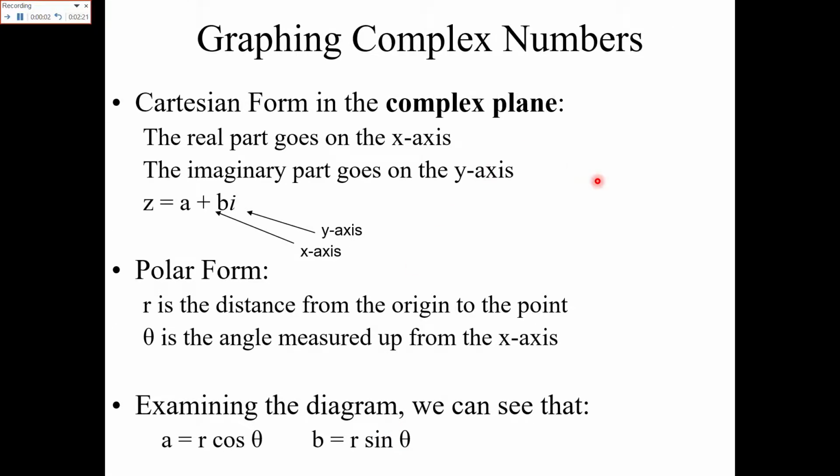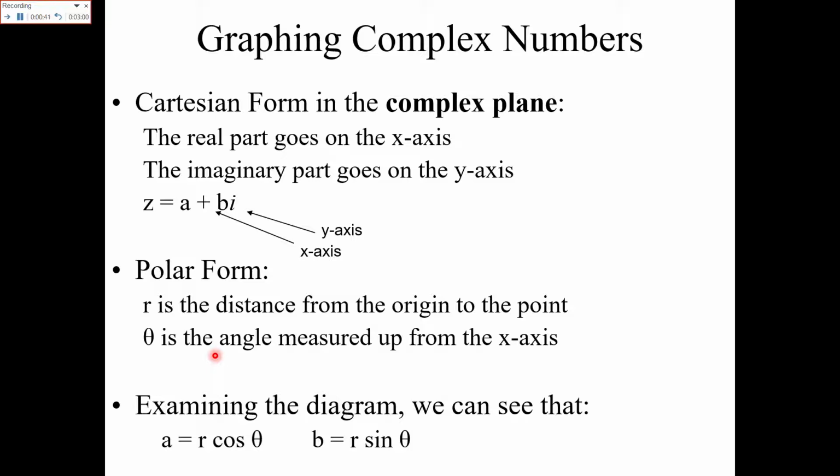Now the graphing of the complex number. The Cartesian form of the complex number is z equals a plus b iota, where a, the real part, lies on the x-axis, and b iota, the imaginary part, goes on the y-axis. In polar form, we have r and theta in place of a and b, where r is the distance from the origin to the point, and theta is the angle measured from the x-axis.